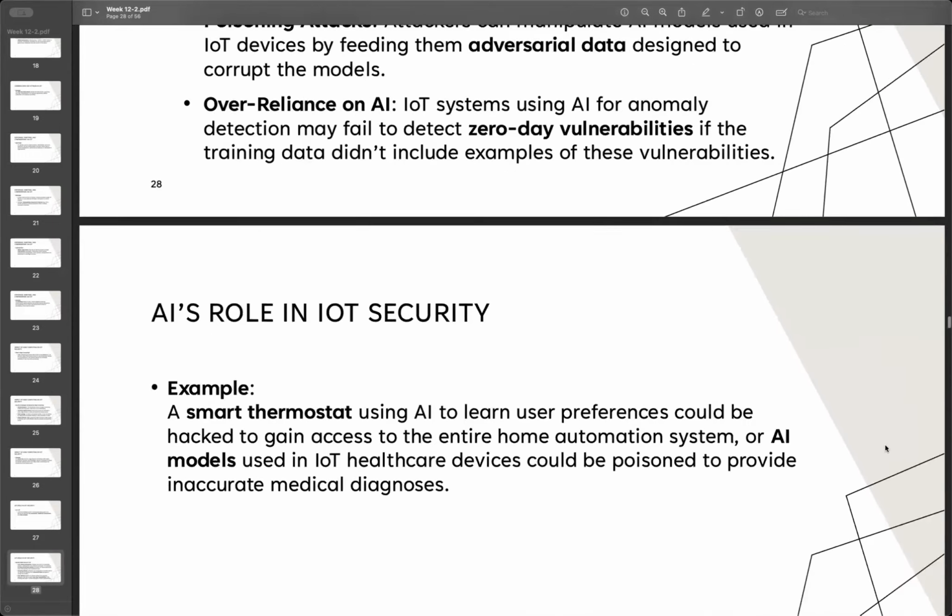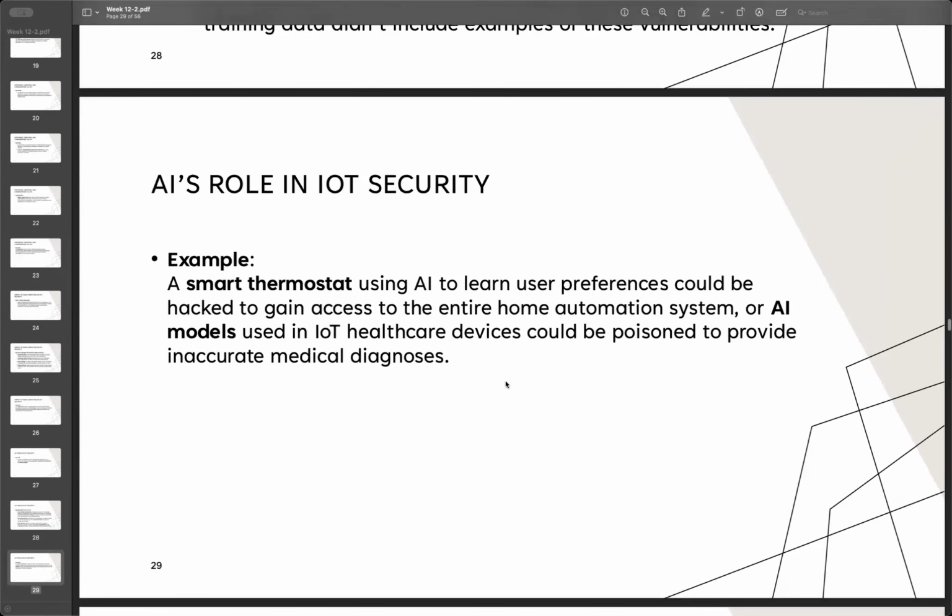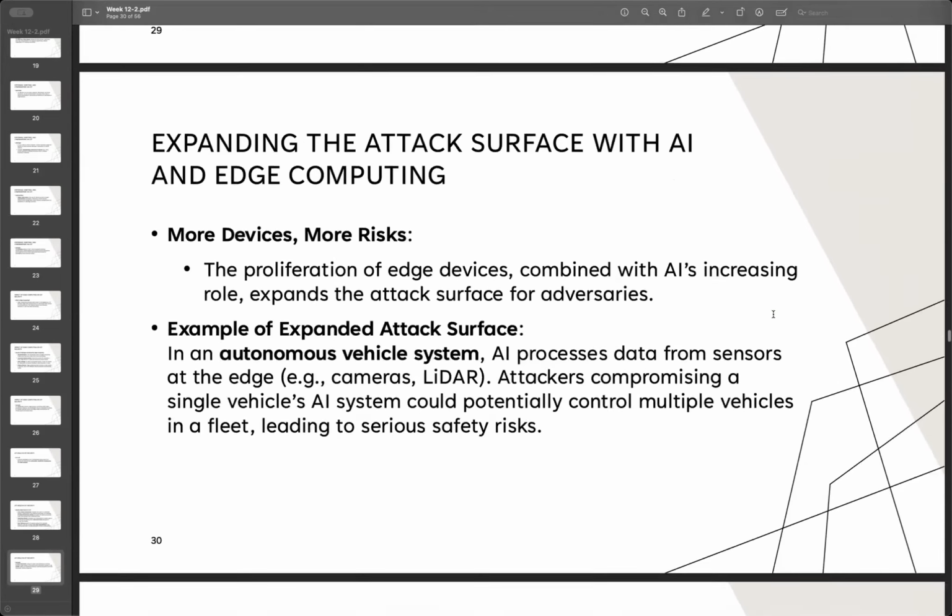So we need to pay attention. We can also use AI in a smart thermostat that learns the user's preferences, but then attackers can hack it to gain access to the entire home automation system, learning when people are living there and when they stay home. It's also used in healthcare devices, where it's possible to provide inaccurate medical diagnoses, right?